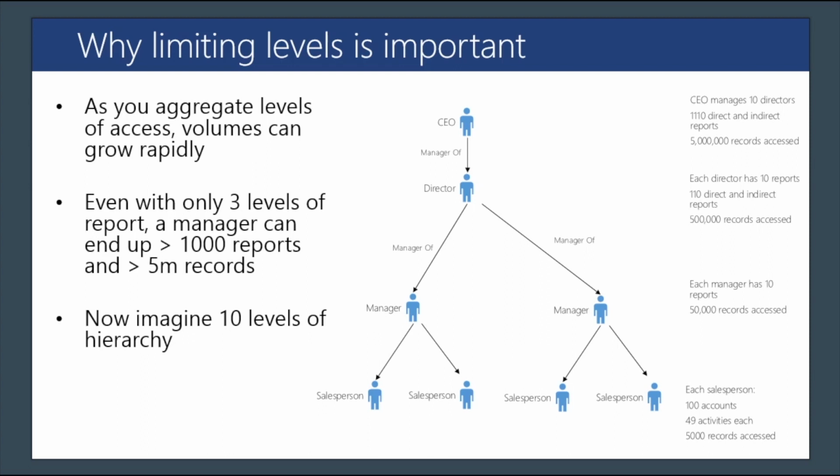So if we look at this scenario depicted on the right, we might have a CEO managing 10 directors, with over 1,000 direct and indirect reports, and more than 5 million records. And then dipping down, we have the director, which might have 500,000, and then the manager with 50,000, all rolling up to that top level of millions of records.